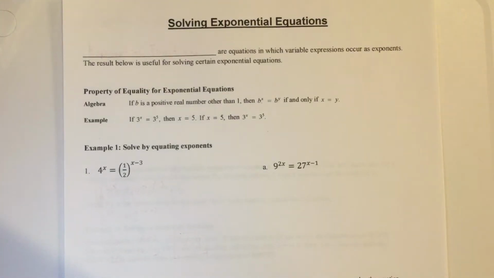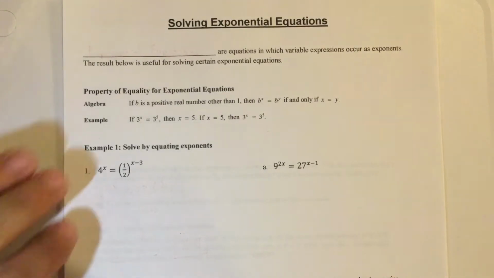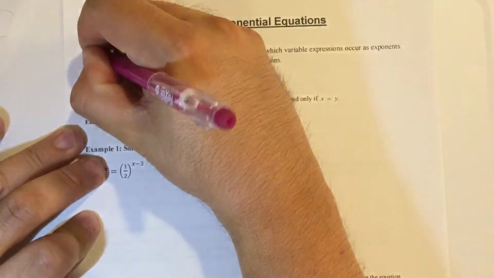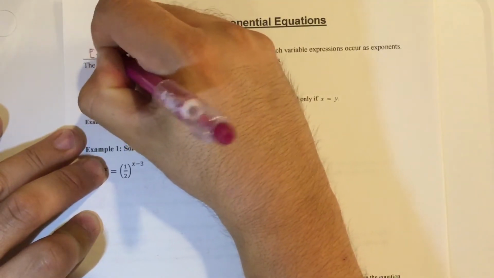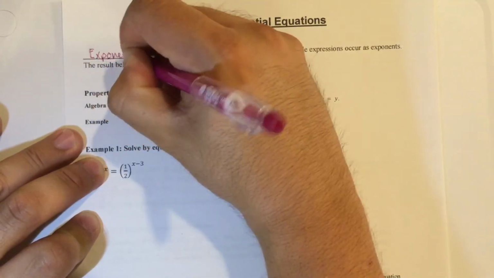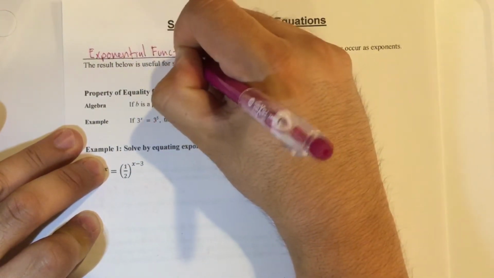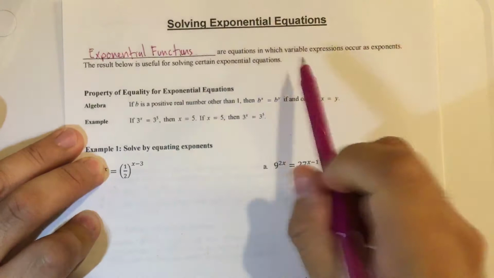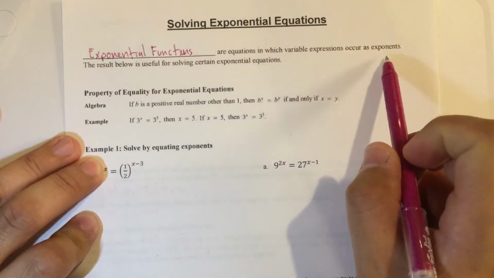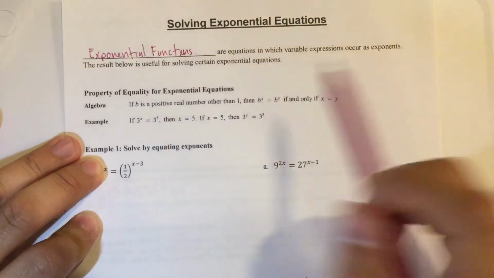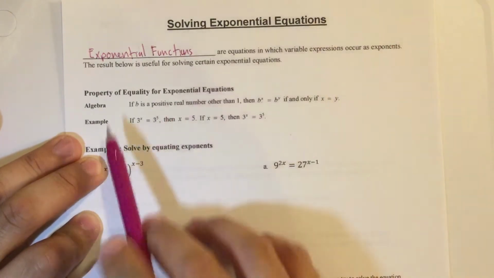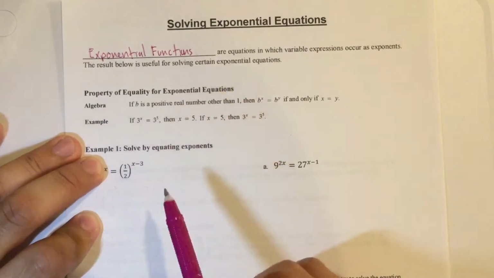So these are the notes for solving exponential equations. So the first one is exponential functions are equations in which variable expressions occur as exponents. The result below is useful for solving certain exponential equations. So the property of equality for exponential equations.